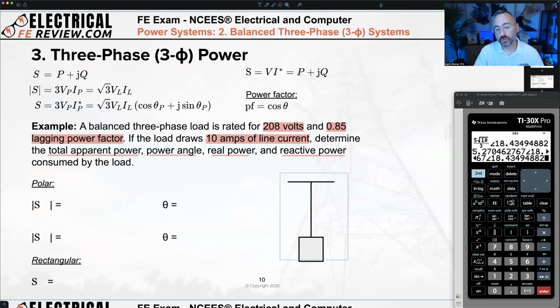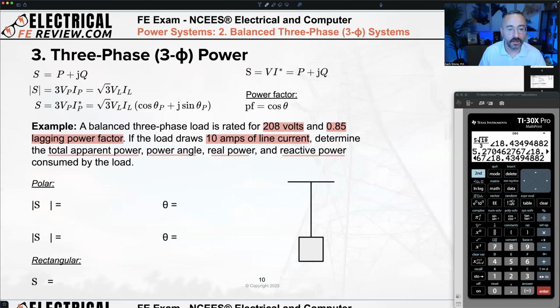So first thing I'm going to do is draw a quick sketch. Here's a simple single line diagram. We've got some kind of load. Maybe it's a motor, maybe it's a transformer, maybe it's a panel. Who knows? This is my bus on top. That's the power supply essentially.